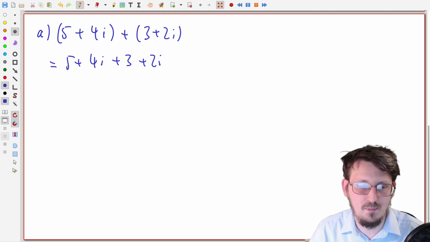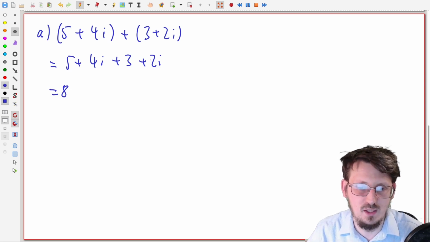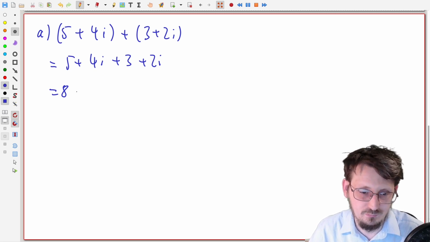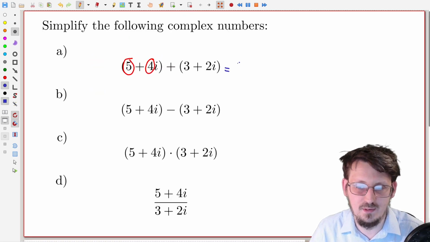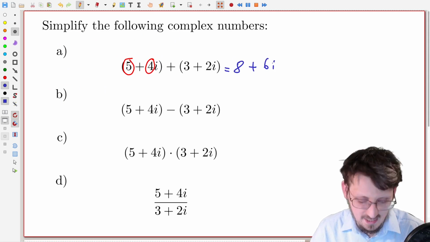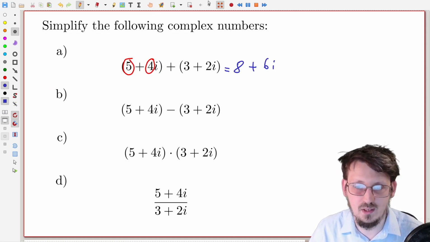So we can sum up 5 plus 3, which would give an 8, and then we have here two numbers, 4 and 2, which are multiplied with an imaginary unit. And this i can be just treated as a constant multiplied with a number. So we can write now 4i plus 2i, which would be in this case 6i. So this is very simple. We directly get a new complex number, which has a real part and an imaginary part. So we cannot simplify this further. And the final result is 8 plus 6i. So this was simple.